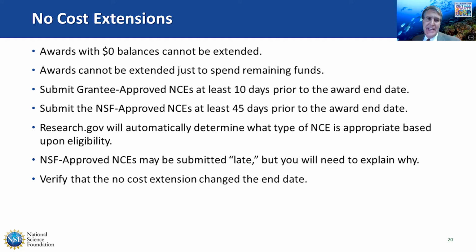Once you actually get the no-cost extension, you will either get an amendment letter from DGA saying that it's been extended, or you'll get an email back from the program officer. And if you do a grantee approved no-cost extension, you get an email back basically from research.gov. Once you get one of those emails or the amendment letter, you want to go back into Fastlane and double check that the end date has actually been extended to what you believe it was going to be.